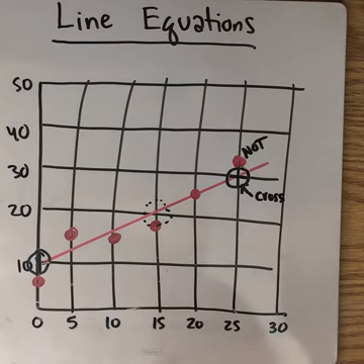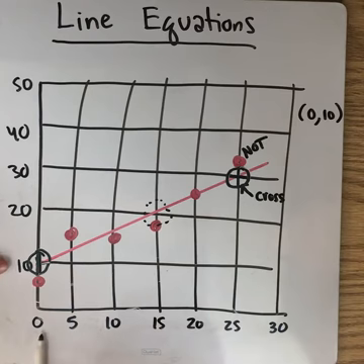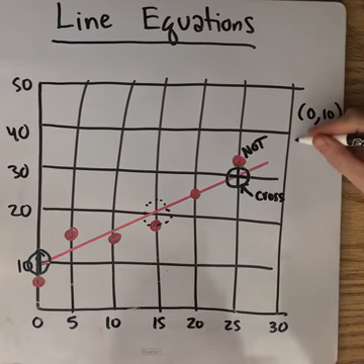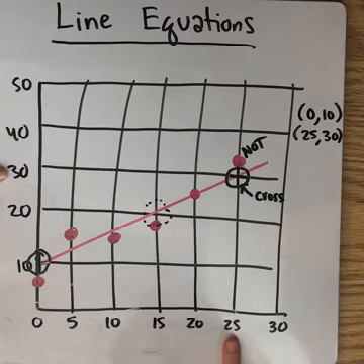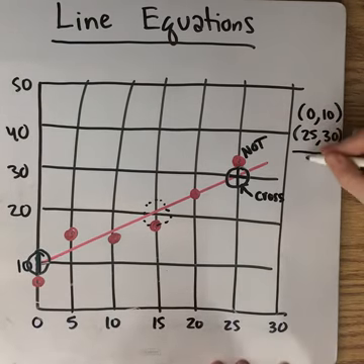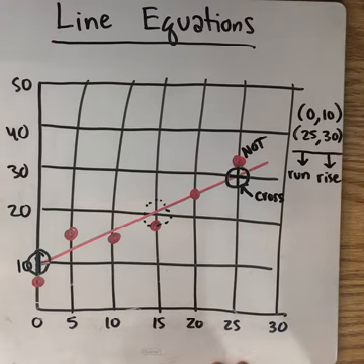So what I'm going to do is write the points that I just circled. So this first point was 0, 10. Notice that I have to look at my scale. This second point was 25, 30. Once again, make sure you're looking at the scale. The x values are going to give us what's called the run, and the y values give us the rise.